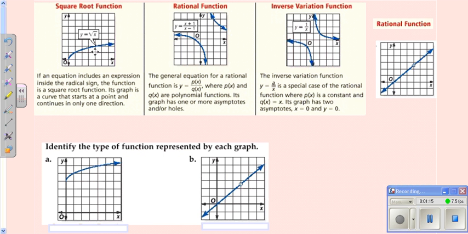We also have the square root function, which is kind of like a top half of a parabola going sideways. Now whether it's the top half or the bottom half, it's still a square root function, and that's considered your parent function.